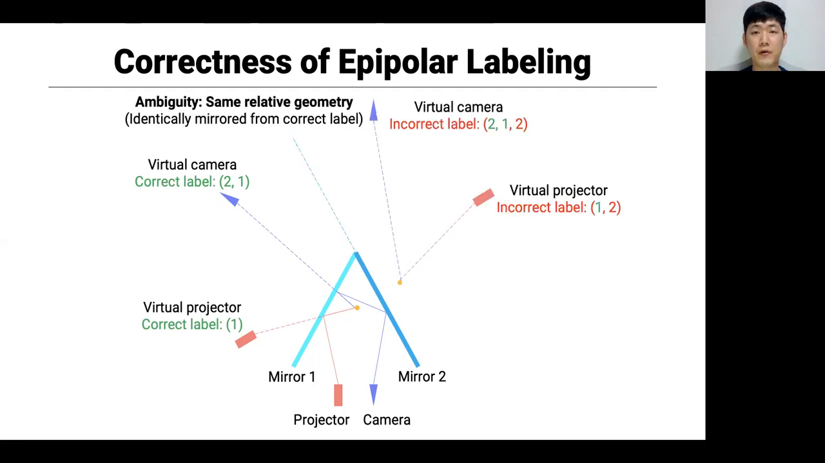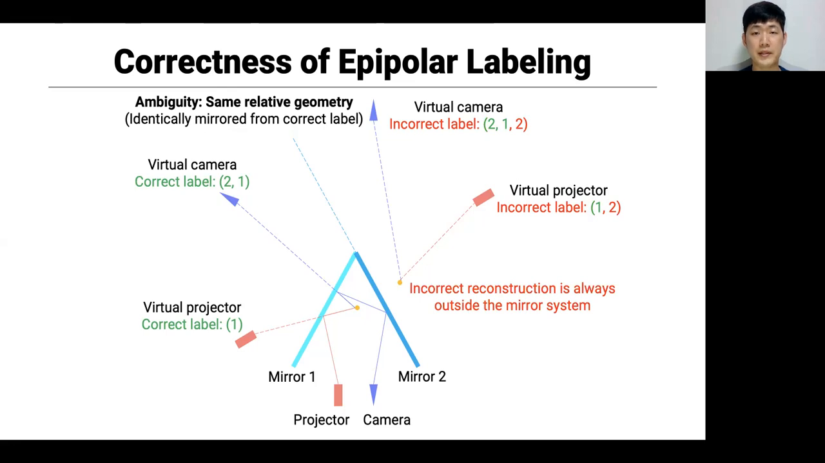Actually, there is another set of virtual projector and camera that has the same relative geometry and satisfies the epipolar constraint. This ambiguity happens when the labels are identically mirrored from the correct labels. For example, consider the virtual camera with label 212 and the virtual projector with label 12. Compared to the correct label, they have an additional reflection by mirror 2. In this case, each incorrect projector camera pair has the same relative geometry with the correct projector camera pair. This makes their epipolar geometry the same, and it makes an ambiguity in the epipolar labeling.